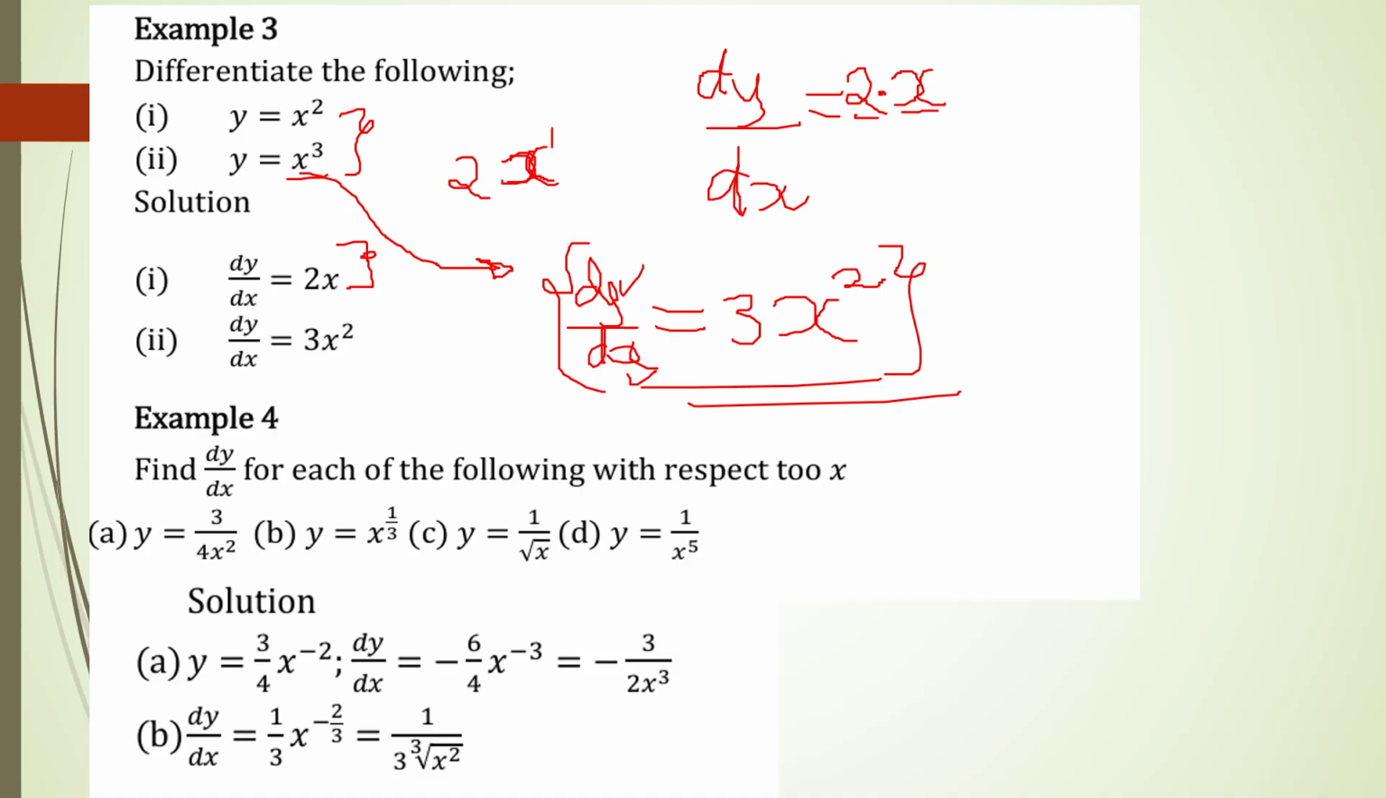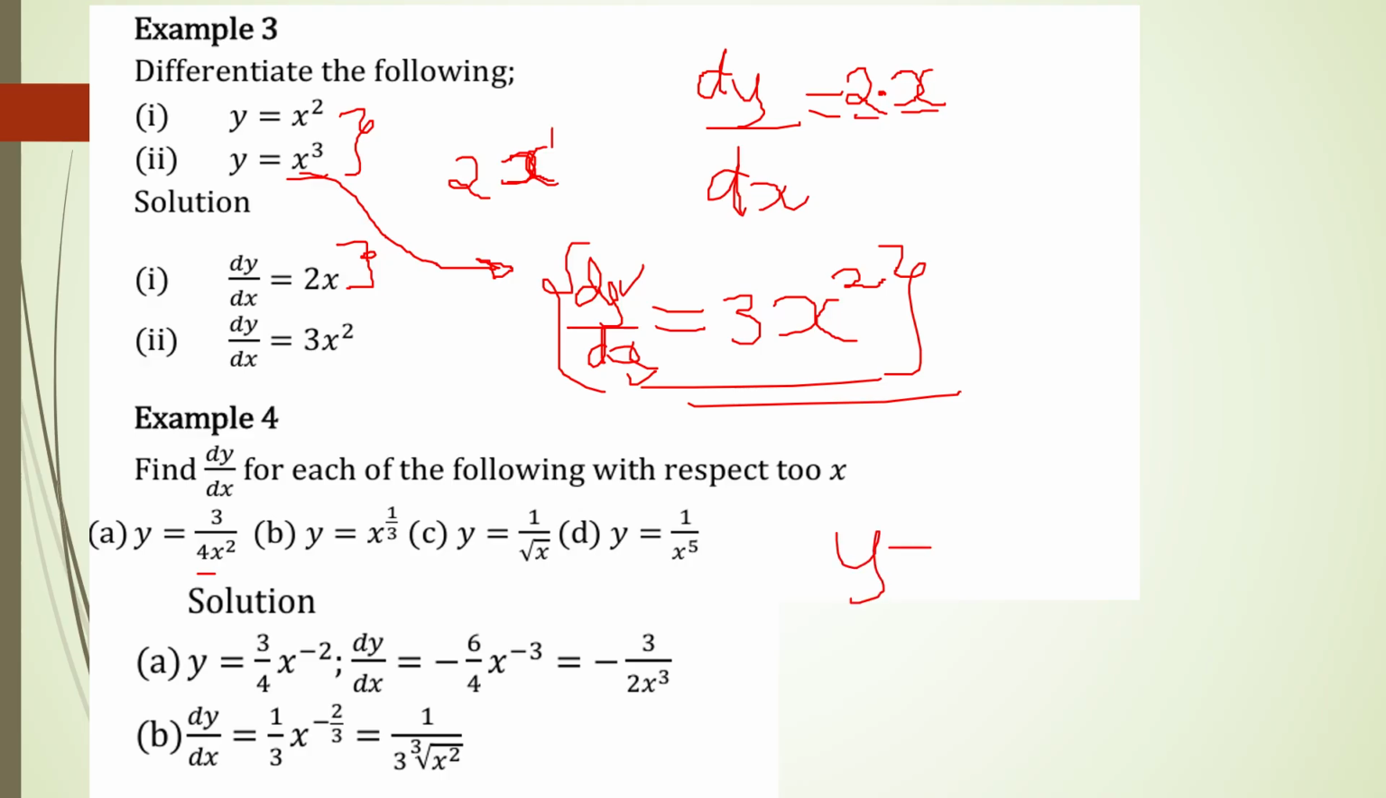For this example, we are prompted to find the derivative of part A, 3 divided by 4x squared, and part B, x power 1 over 3. We are going to follow the same procedure. If you look at part A, I first started by making my function linear. Remember that in differentiation, we do not differentiate constants. What do I mean by constants? By constants, I mean values. 1, a half, a third, any value. We don't differentiate constants. So what we do is that we pull out the constants before we differentiate.